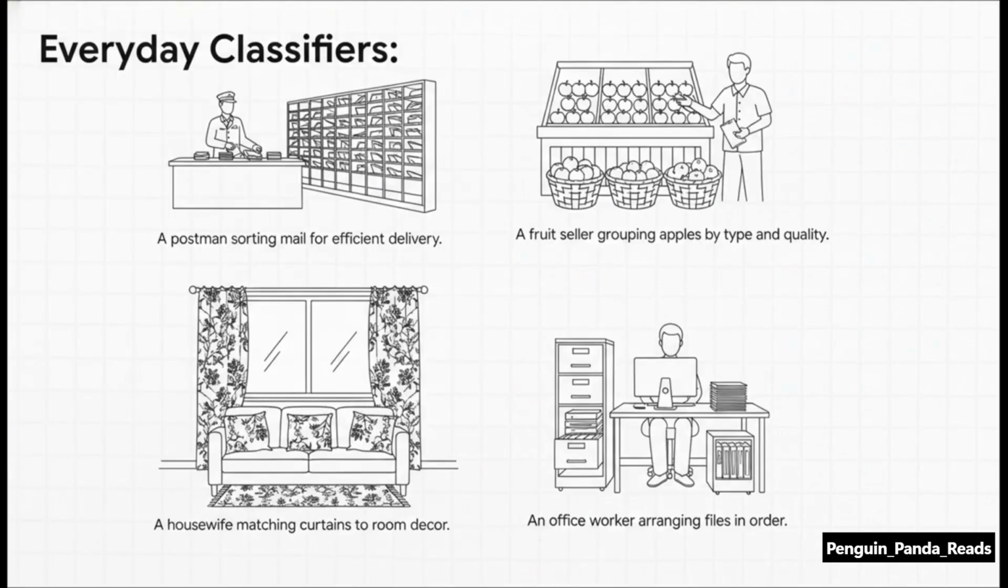And as the study guide points out, you see this playing out everywhere. A postman sorting mail by street to make their route faster? That's classification. A fruit seller putting the best-looking apples out front? Yep, that's classification too. Everyone does it to save time, add value, and just make things work better.